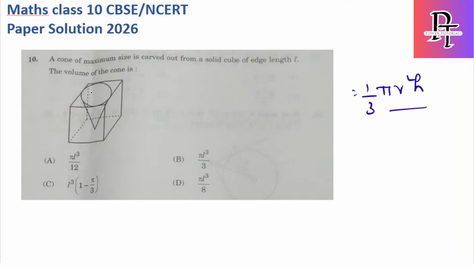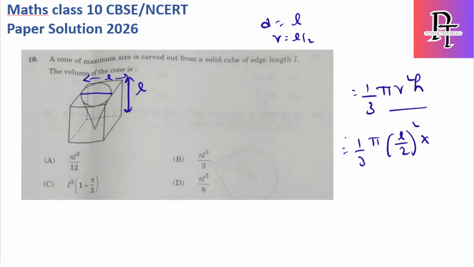Okay, so the maximum side value is L. So what is r value here? Diameter is same as L. So d is equal to L means r is equal to L by 2. I got the r value as L by 2. What about h? h is known, the height of the cube, which is again L. So it is simply L. So it is 1 by 3 into pi into L square by 4 into L is L cube. 2 square is 4. So the final answer is pi L cube by 12, which is again E option.